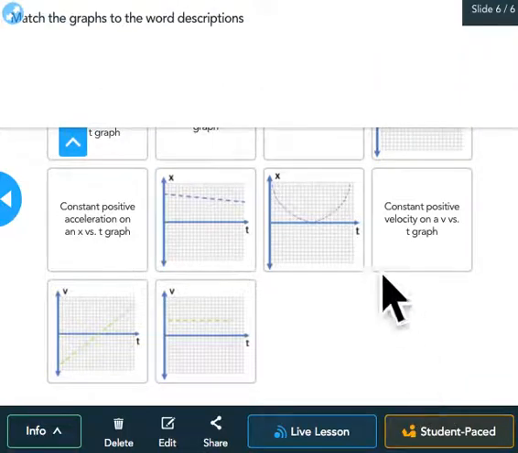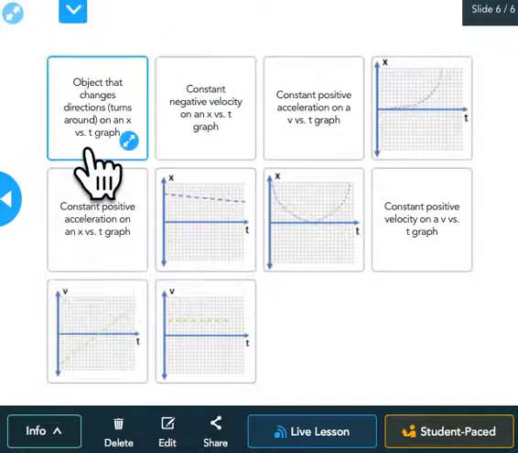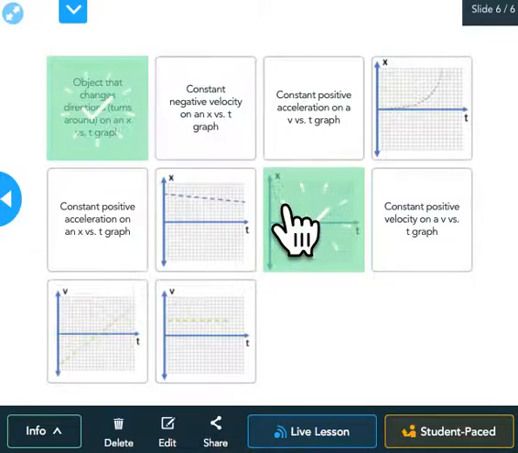Now let's do some matching. We're going to match these word descriptions to the graphs. So let's start with this one, an object that changes direction. That would be this one.